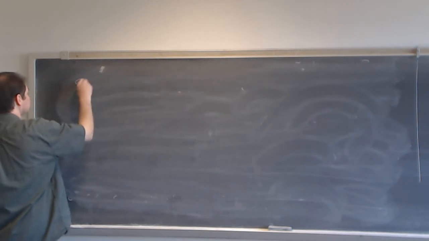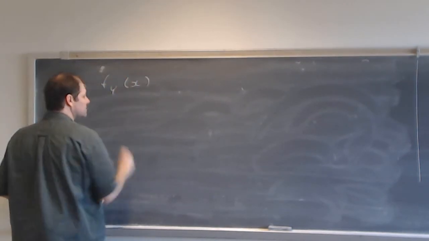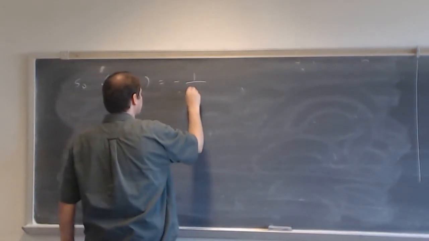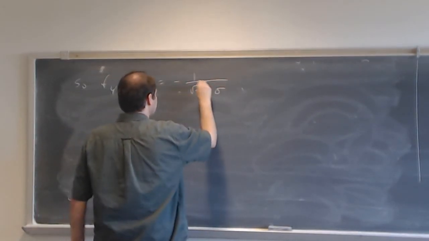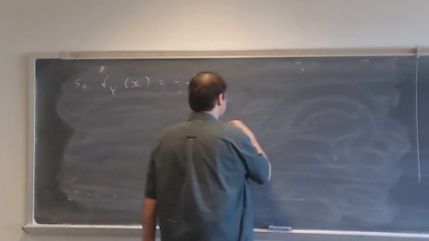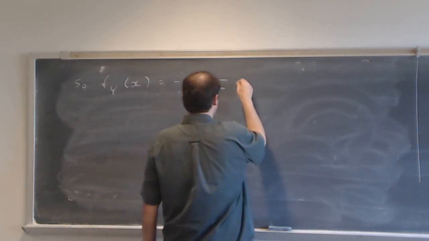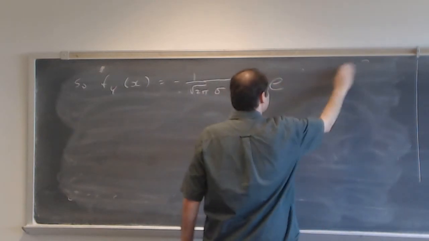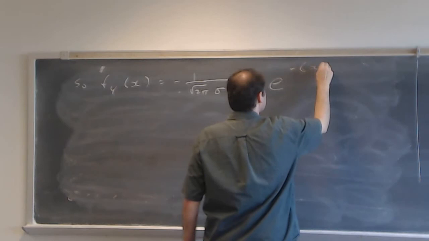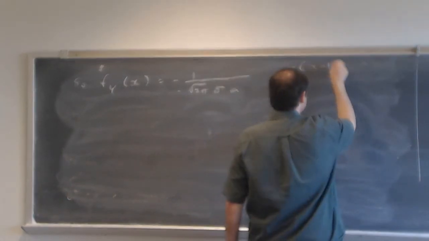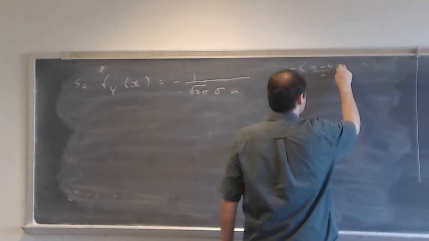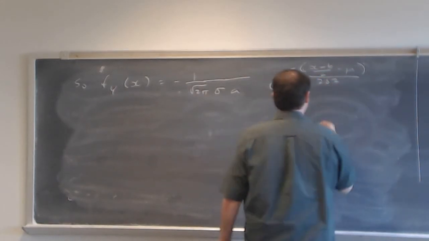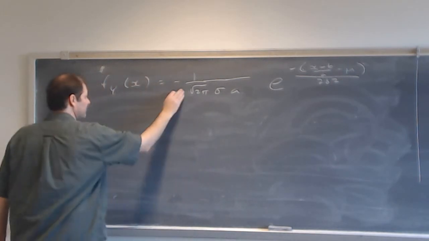So that gives us f sub y of x, in this case, equal to minus 1 over the square root of 2 pi sigma. Sigma's not underneath. Then I have 1 over a, so I just put a down here. I have e to the minus x minus b over a minus mu, all over 2 sigma squared. That's what I have as a function.